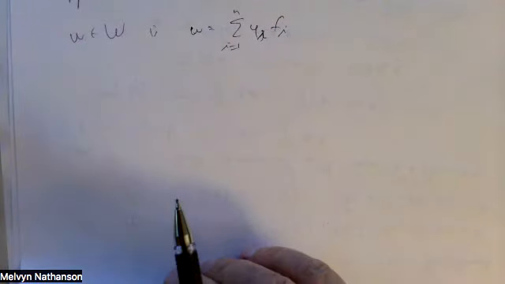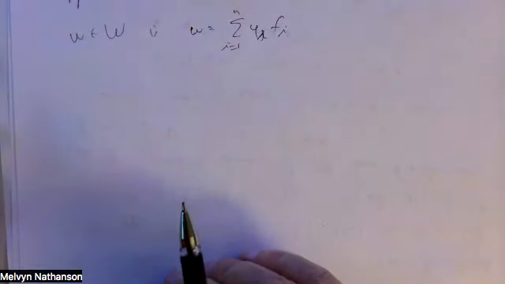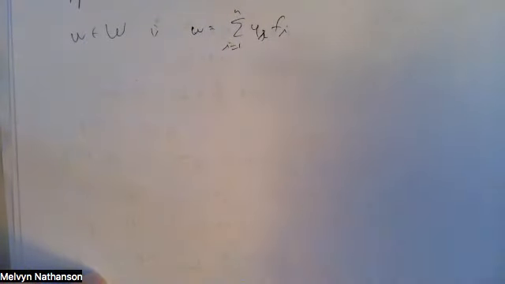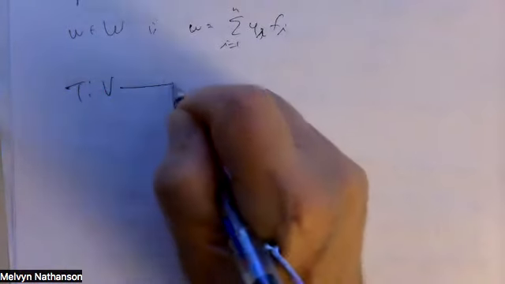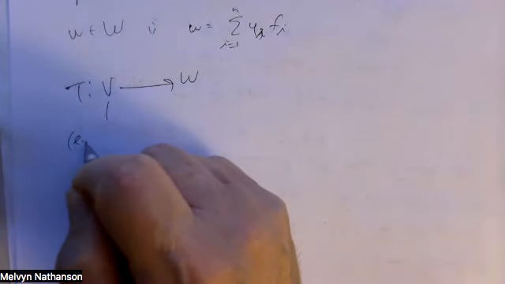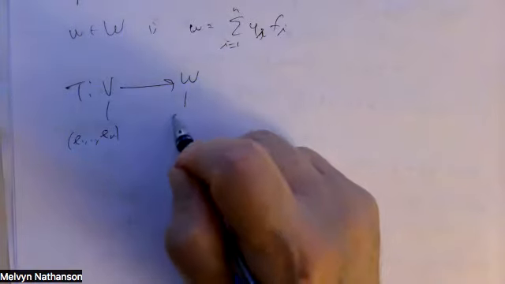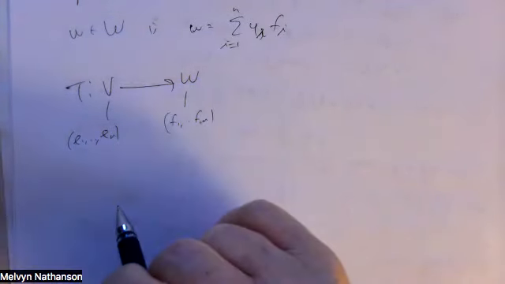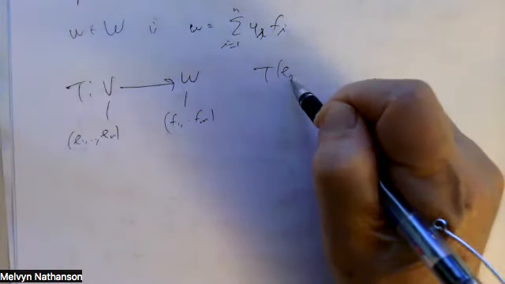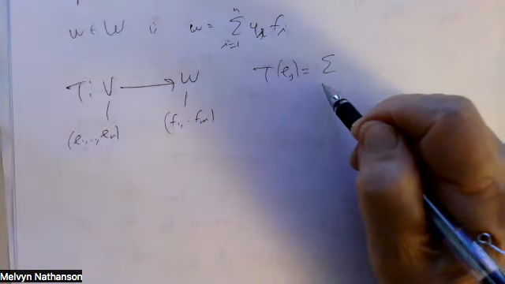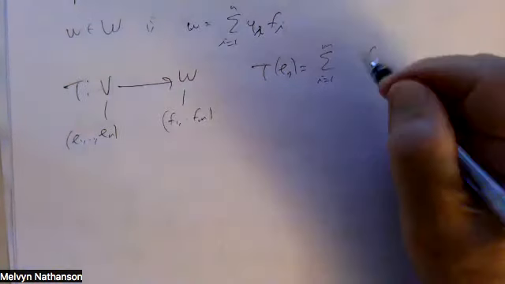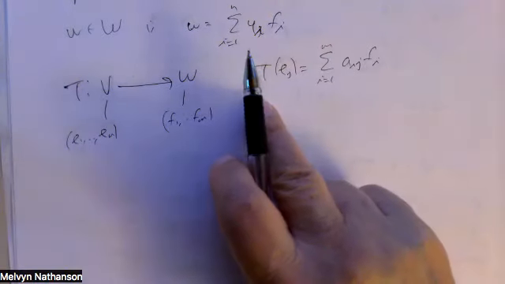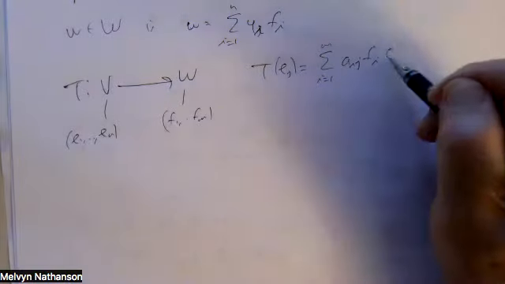So now we can do something very interesting. So we have T from V to W. And here we have a basis e1 up to en. And here we have a basis f1 up to fm. So T of the basis vector e sub j is some linear combination of these basis vectors, with coefficients that we call a_ij. So T of ej is this vector in W.